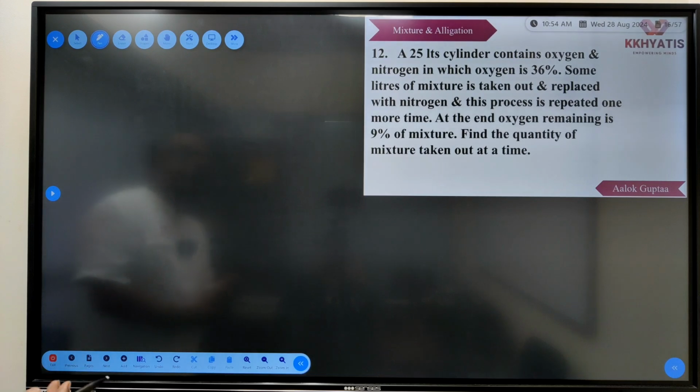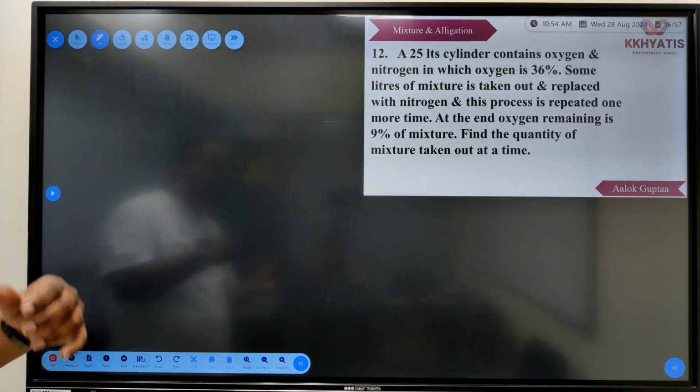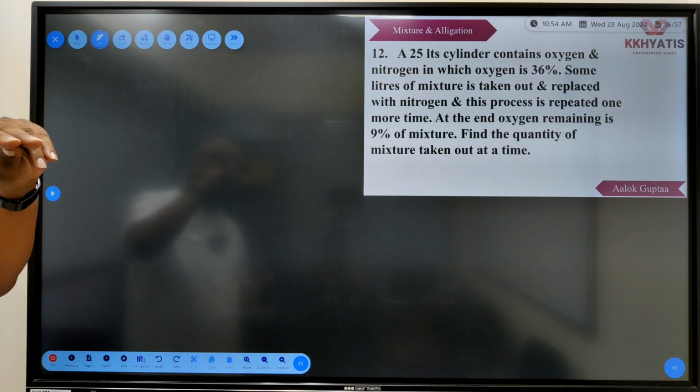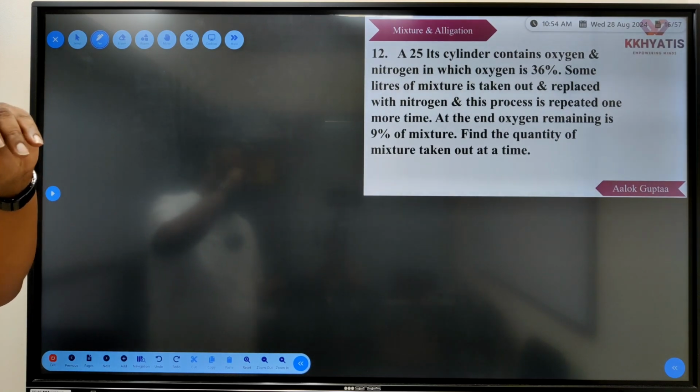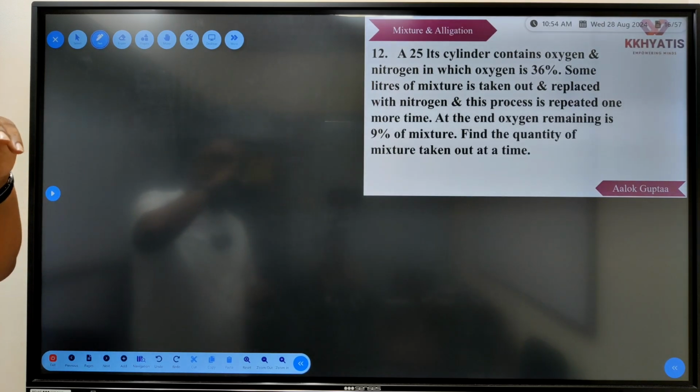Next, a 25 liters cylinder contains oxygen and nitrogen, in which oxygen is 36%. Some liters of mixture is taken out and replaced with nitrogen, and this process is repeated one more time. At the end, oxygen remaining is 9% of the mixture. Find the quantity of mixture taken out at a time.